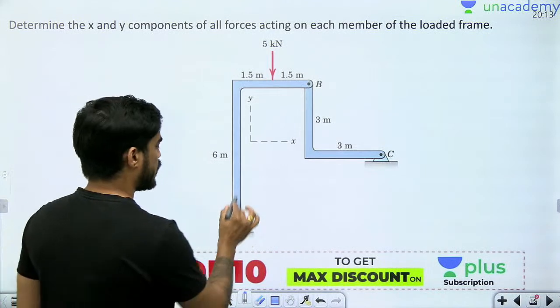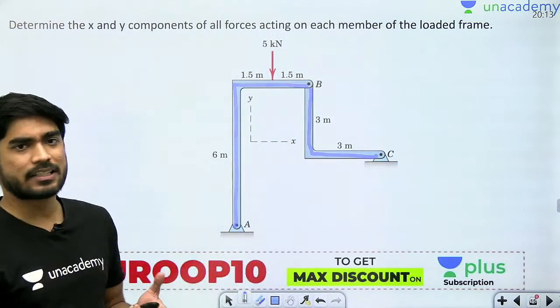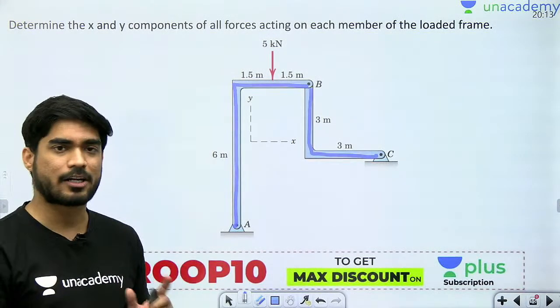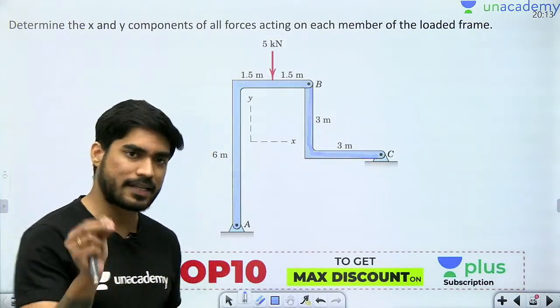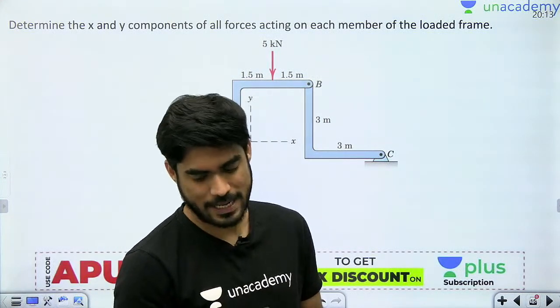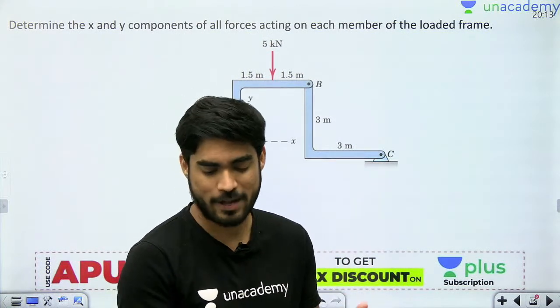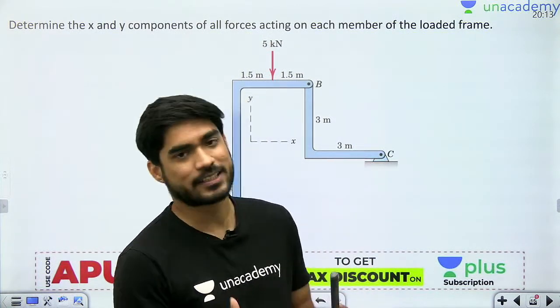What do you need to do? You need to draw separate FBD of the members and you need to apply the equilibrium equations on these members in order to solve the problem. Okay, Shweta beta, if the directions are wrong, you don't have to do anything. Okay, you just have to accept the fact that your prediction was wrong.